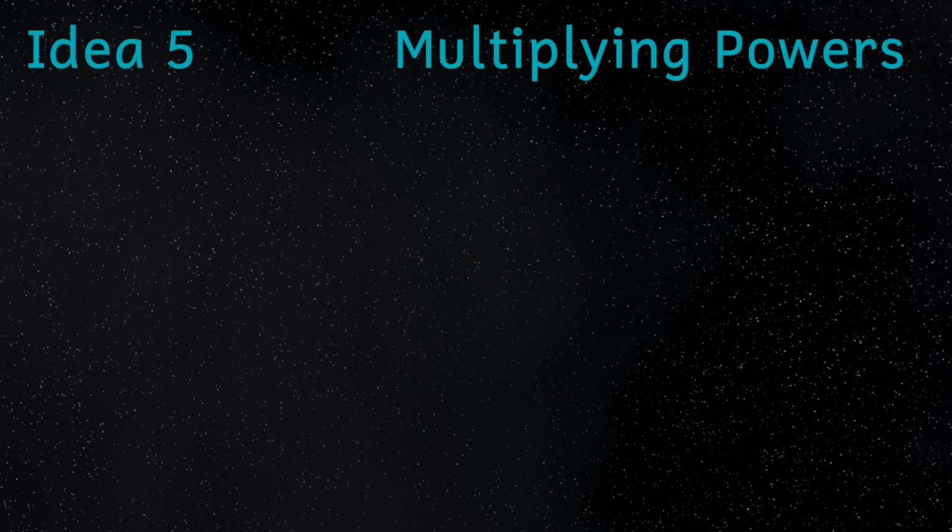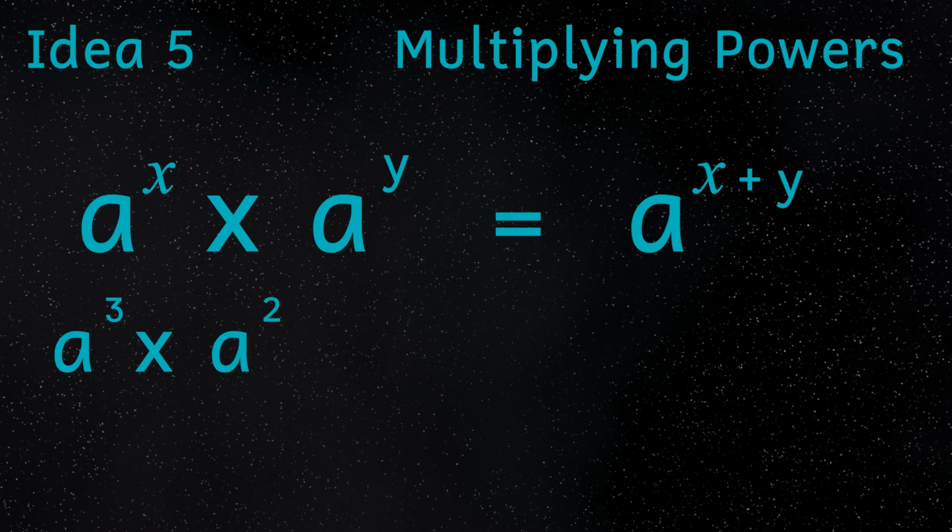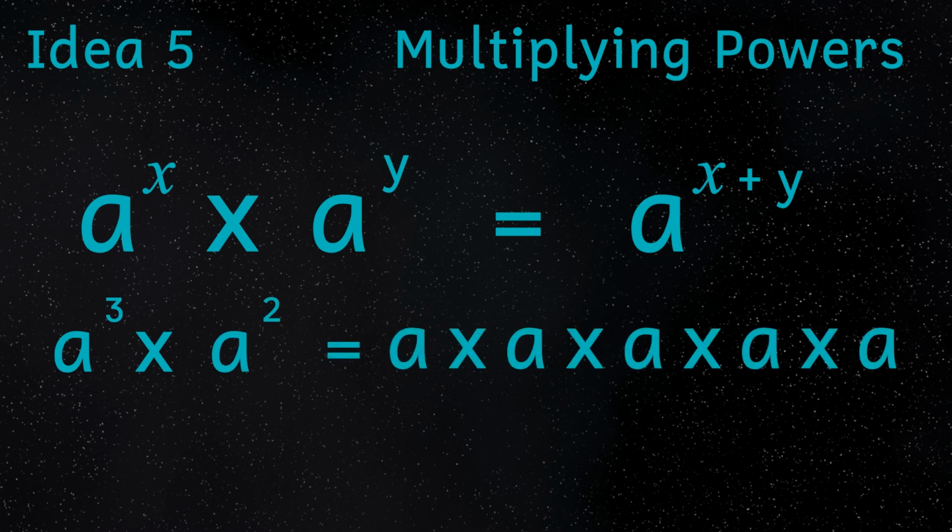And this brings us to our final idea before we continue. And this is that a to the power x multiplied by a to the power y actually equals a to the power x plus y. And using our previous ideas, this actually makes sense. If you think about it, a cubed multiplied by a squared really means a times a times a times a times a, which is a to the 5, which is a to the 3 plus 2. Okay, I hope we've got that.